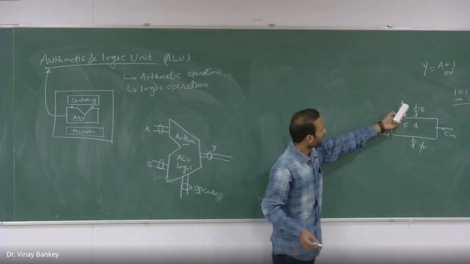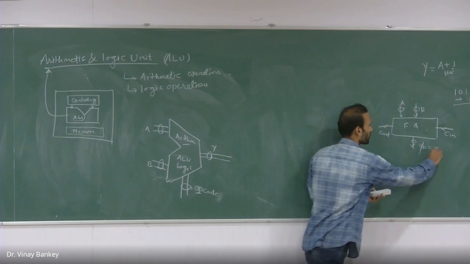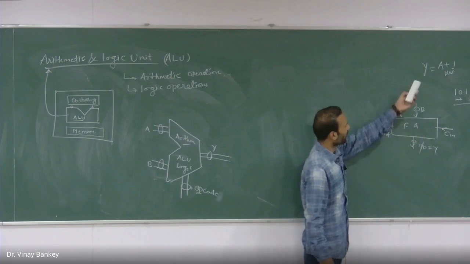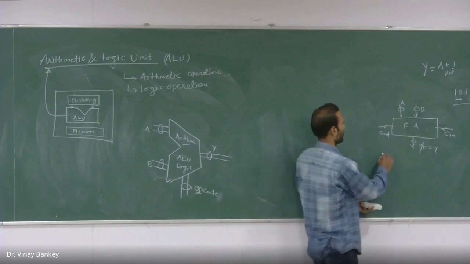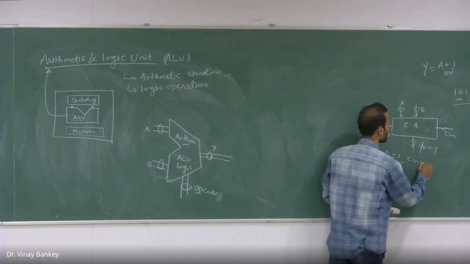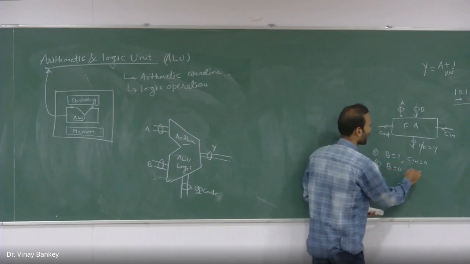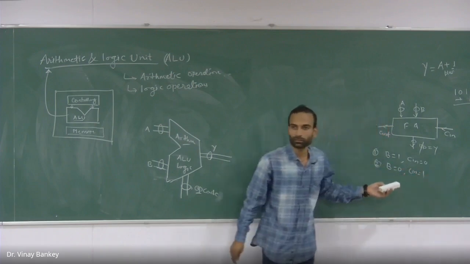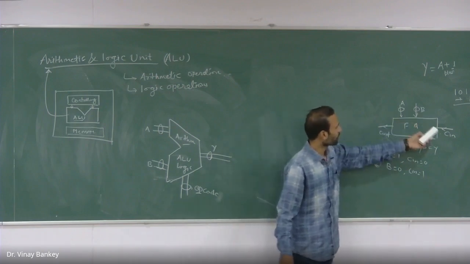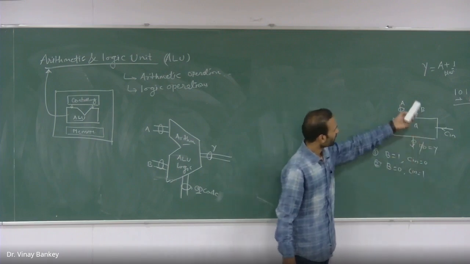So you have A, B, and C in, and carry out, and output. Now I want the data at the output to be A plus 1. What you will do? You need to connect B as 1 and C in will be 0. This will be one case. The second case can be B will be 0 and C in will be 1. If you put B equal to 1 at the input or C in equal to 1, not simultaneously, then you can get this A plus 1.